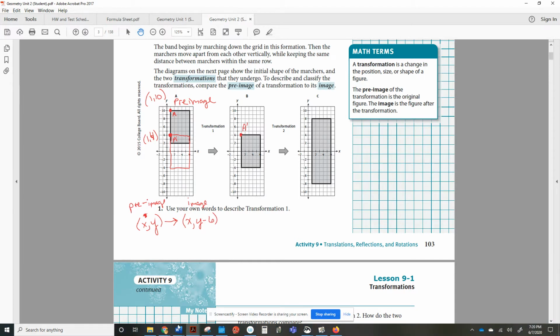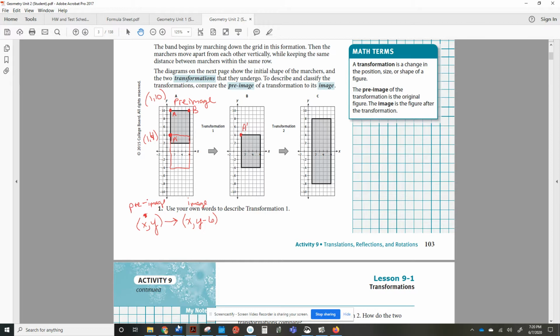So that means that if we take any point that's on this pre-image, and it doesn't have to just be these vertices, it could be any point. You could take the middle of one of the sides, or a point in the middle here. It will transform it to its corresponding point in the image.